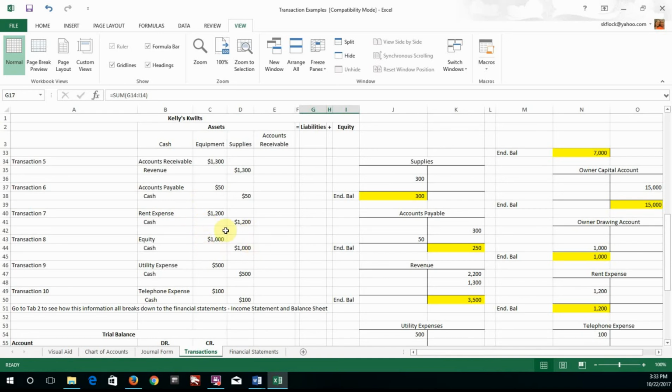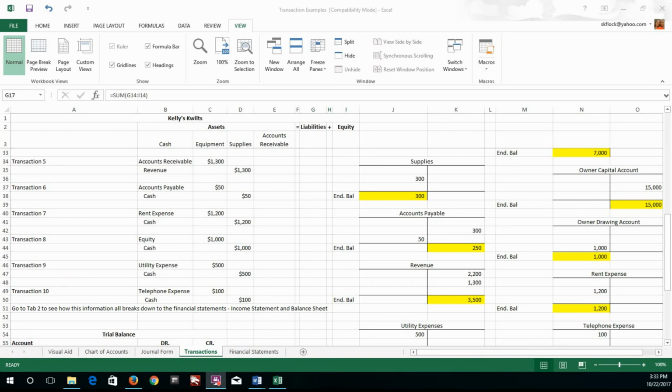Then here's where I withdrew money from the business. I took out $1,000, so I reduced my equity with a debit. I reduced my cash with a credit. And then the last two are just payment of expenditures. We're reducing cash in both instances with credits. We're increasing expenditures, which reduces our equity with these debits.